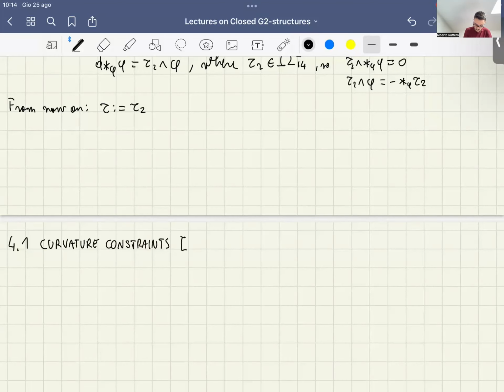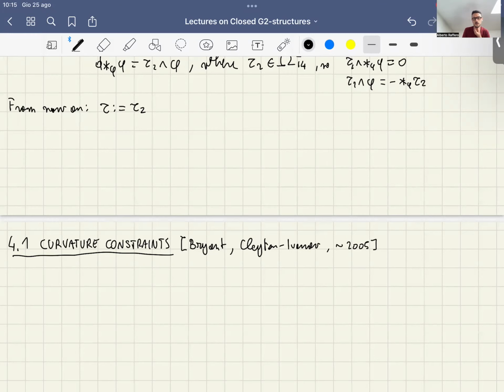And this is based on works by Bryant and Cleyton–Ivanov, both around, let's say, 2005. So what, in particular, Bryant proved is that given a G2 structure, it is possible to describe both the Ricci tensor of the induced metric and the scalar curvature of that metric in terms of the intrinsic torsion forms. And if you have a look at his paper, you will find the explicit description of both these objects.